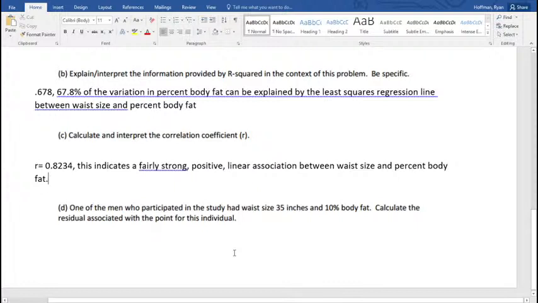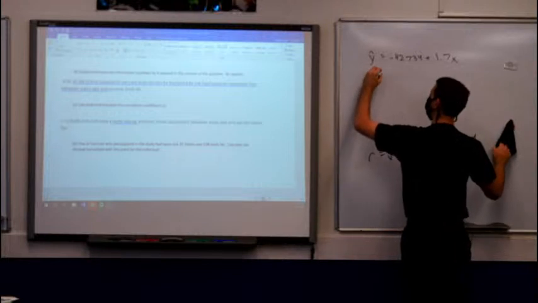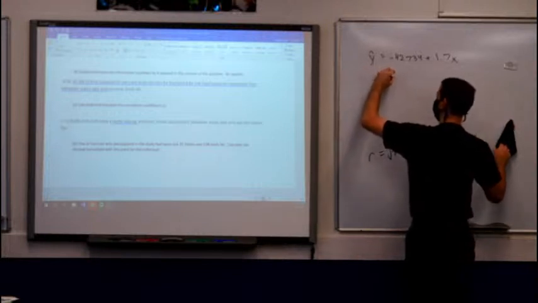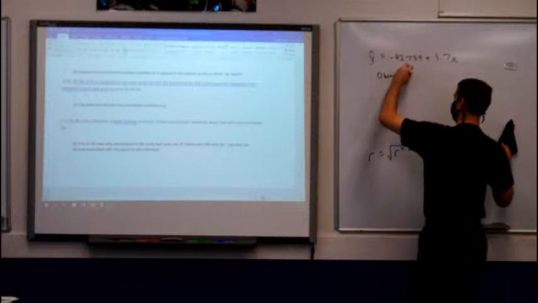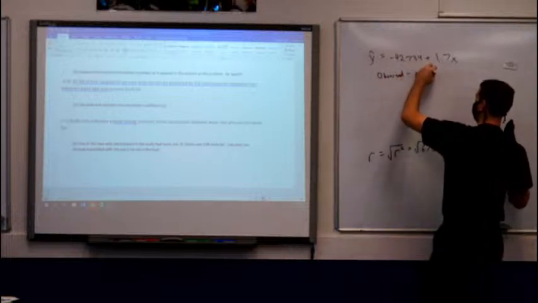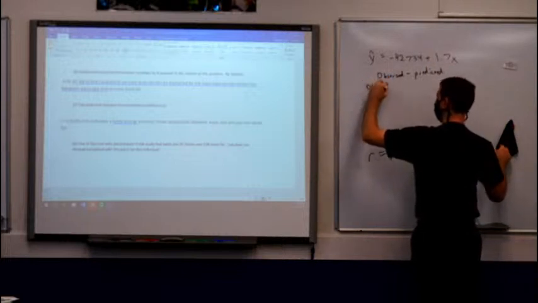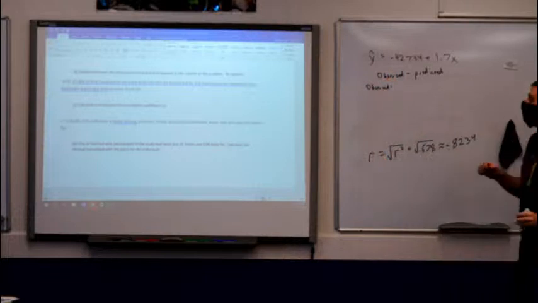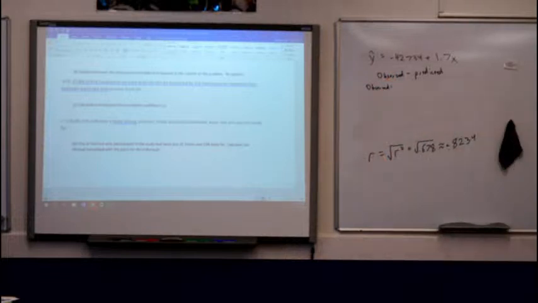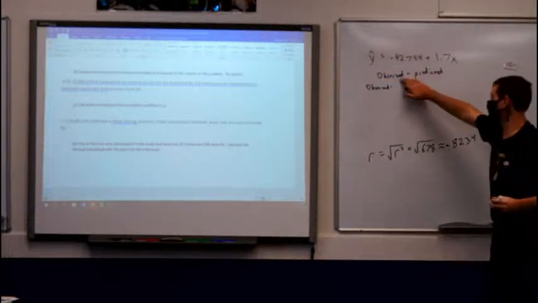Last part. One of the men who participated in the study had a waist size of 35 inches and 10% body fat. Calculate the residual associated with this point for the individual. Observed minus predicted. So this is a formula for residual, observed minus predicted.